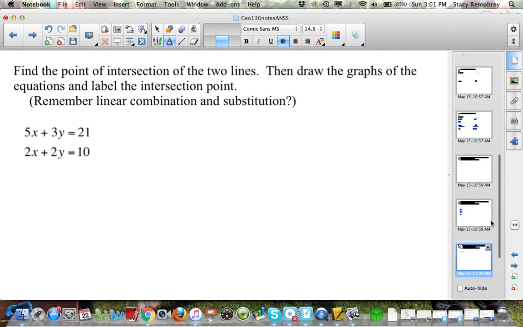All right, this one's a little more difficult, but you've done it before. So give it a try and then come back. So please push pause now.